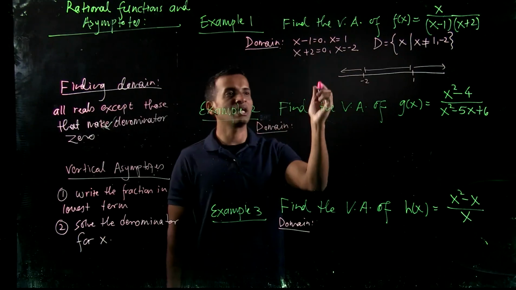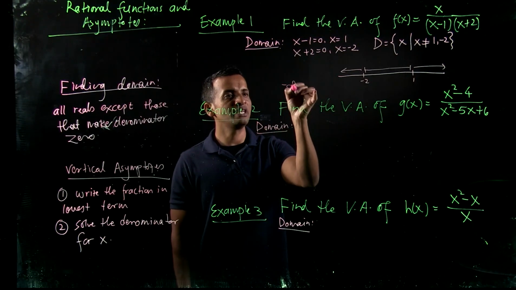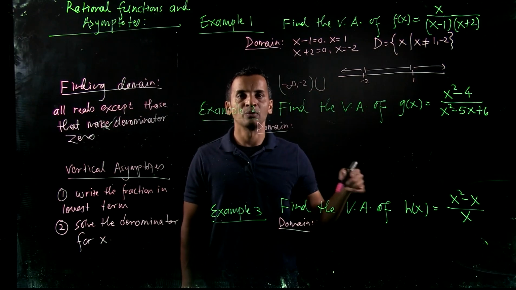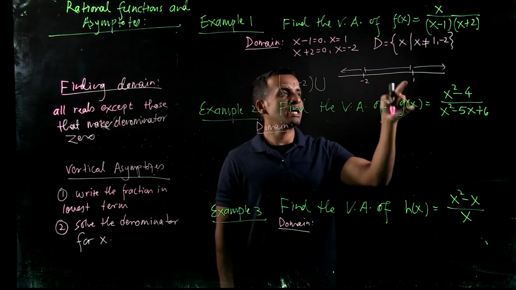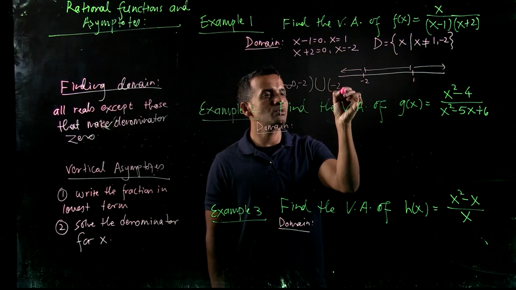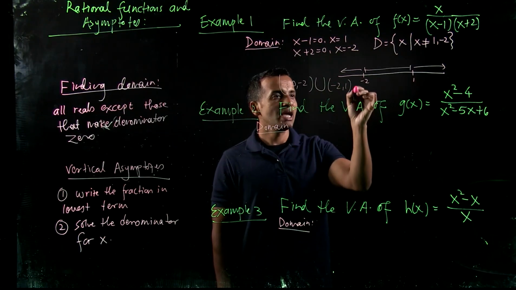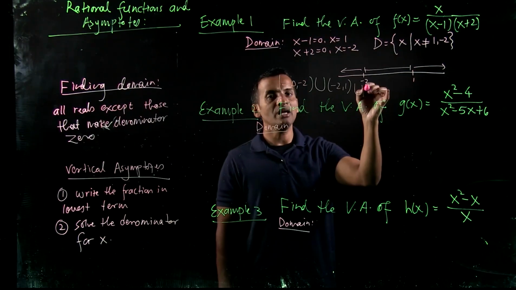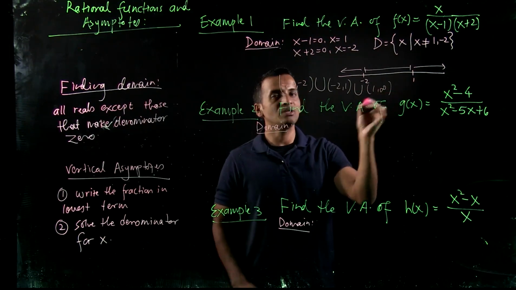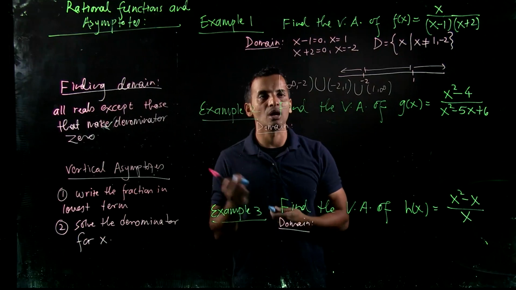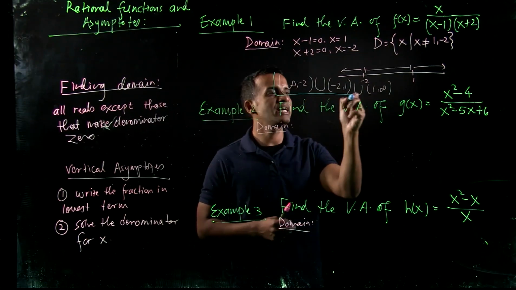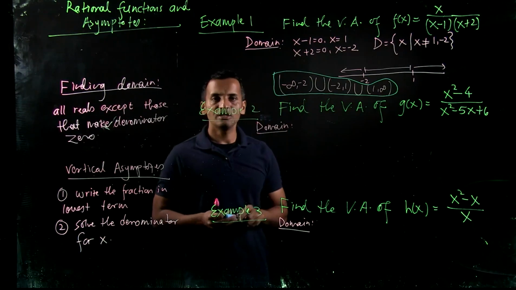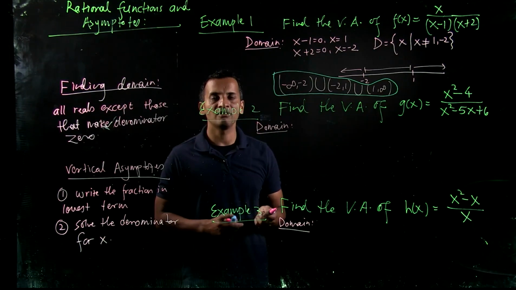Exactly. So everything left of negative 2 will be negative infinity to negative 2, U means combined with, and everything between negative 2 and 1, that is negative 2 and then 1, right? And then write U, and then everything right of 1 will be 1 through infinity. So that is the domain basically for this problem. Okay, so the domain is this part. All right, so this is how we find the domain of a rational function.